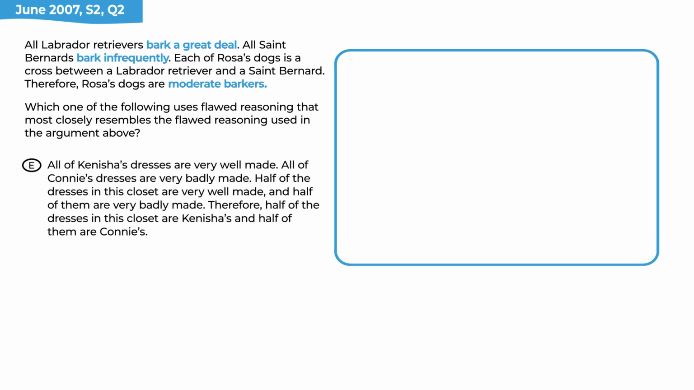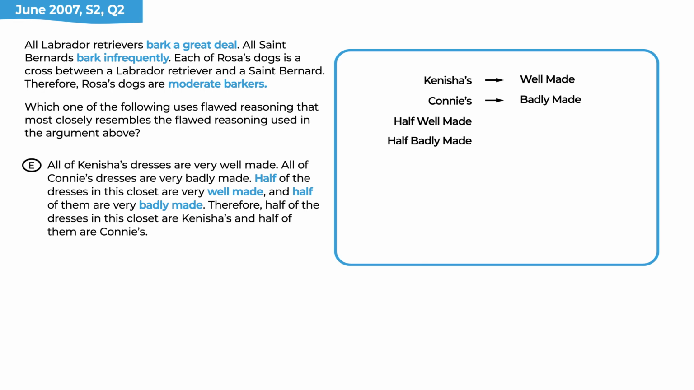Answer choice E says that all of Kenesha's dresses are very well made. So here we got another rule. If it's made by Kenesha, it's well made. And we have another rule that says all of Connie's dresses are very badly made. Okay, so now we've got Connie's are badly made. Now here we do have different outcomes. So this is heading in the right direction. Half of the dresses in the closet are very well made, and half of them are very badly made. So half well made, half badly made.